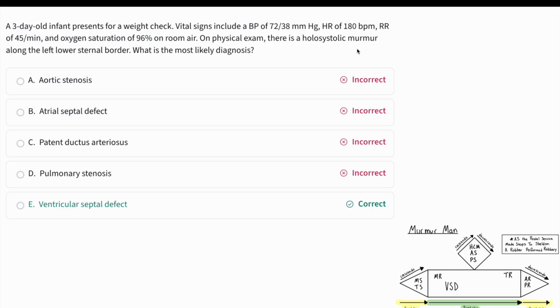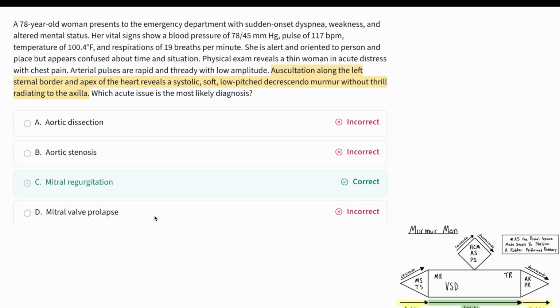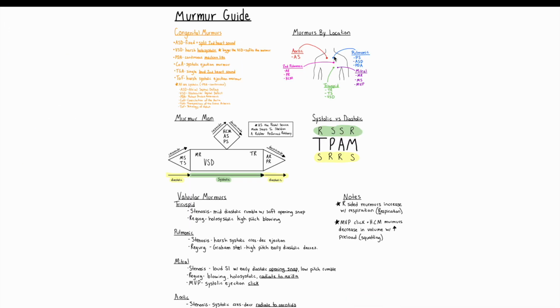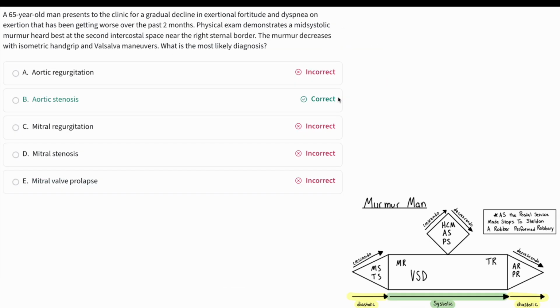Well, if we look at our murmur man, we know that it's holosystolic. Well, so now we have, is it either mitral regurg? We're not even given that option. Tricuspid regurg, again, we're not given that option. And VSD, which is the correct answer. Now, if we go and look, they even told us where they're listening. They told us that they're listening at the left lower sternal border, which is the most common place for VSD to be heard.